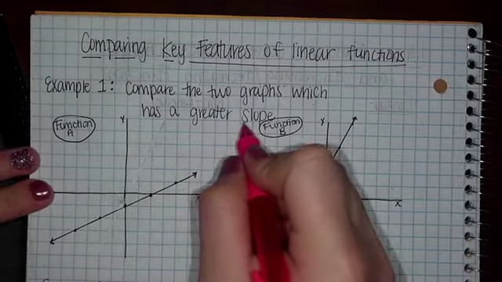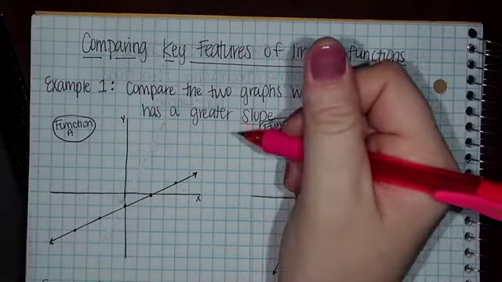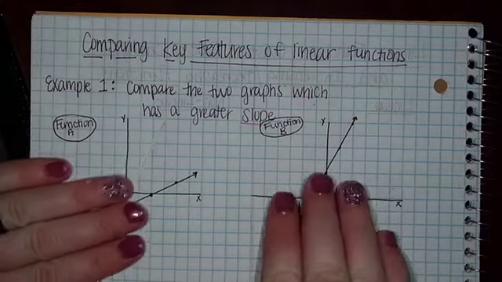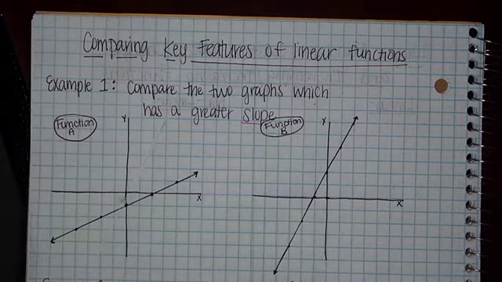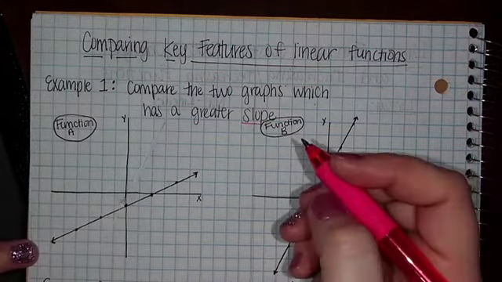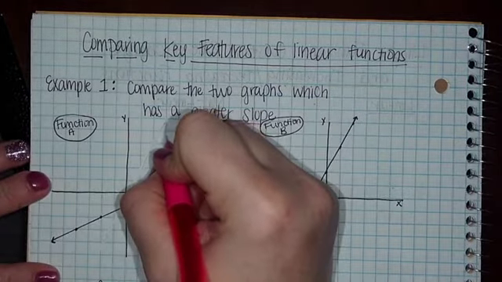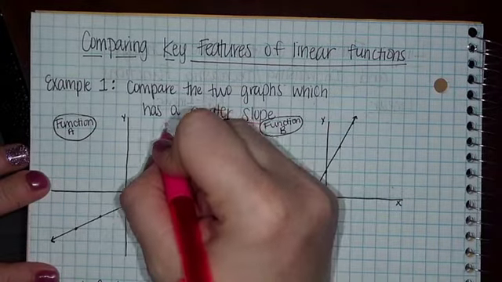Okay, so which has a greater slope? The first thing I'm going to do when I'm comparing is make sure that they're in the same form. In this case, they're both graphed. So it's pretty easy probably for you to say which one has the greater slope, but I still want to get you guys in the habit of doing the same thing. So let's write the m equals, remember m is slope.